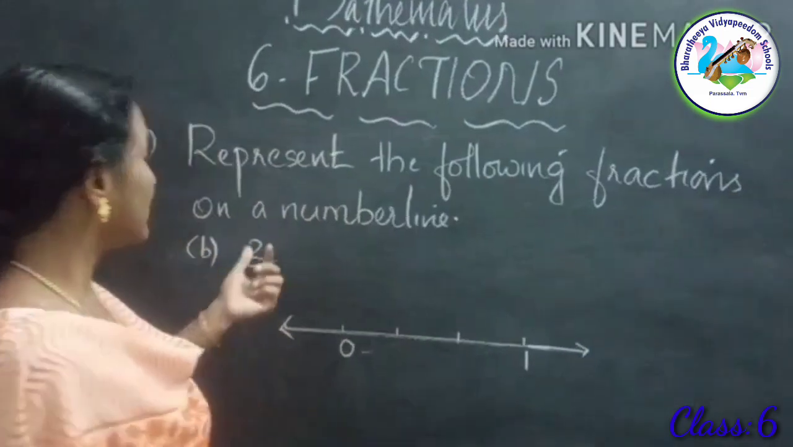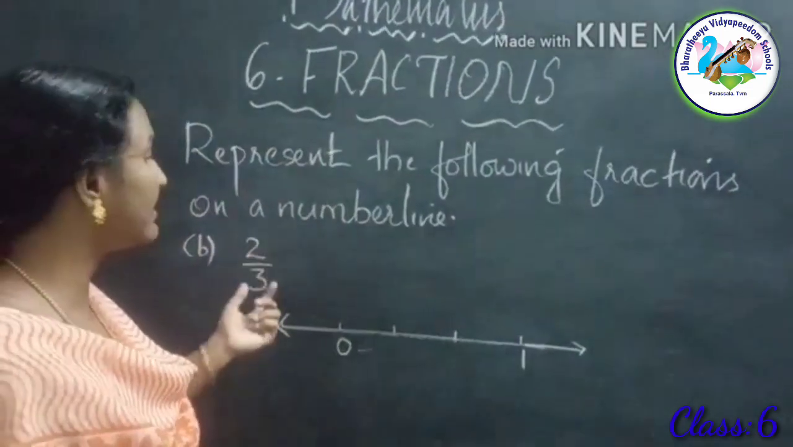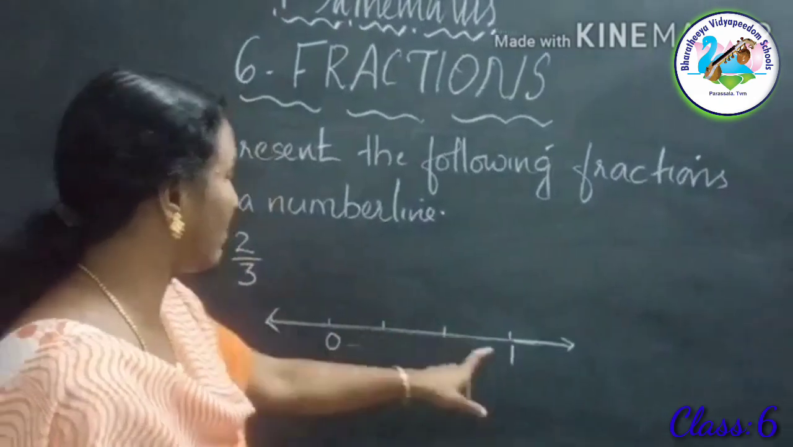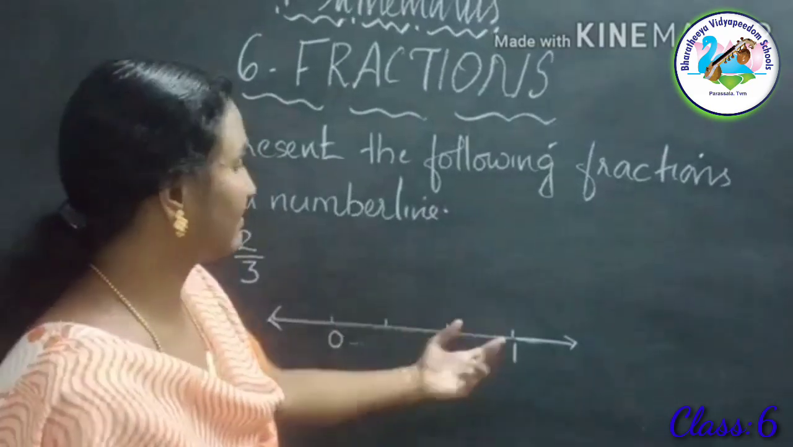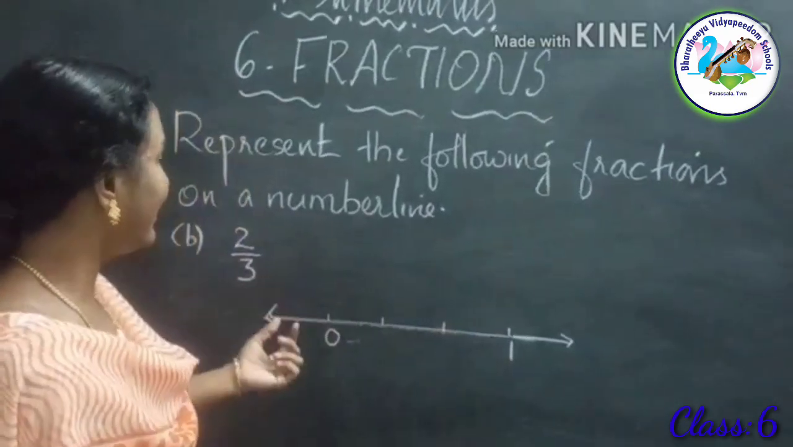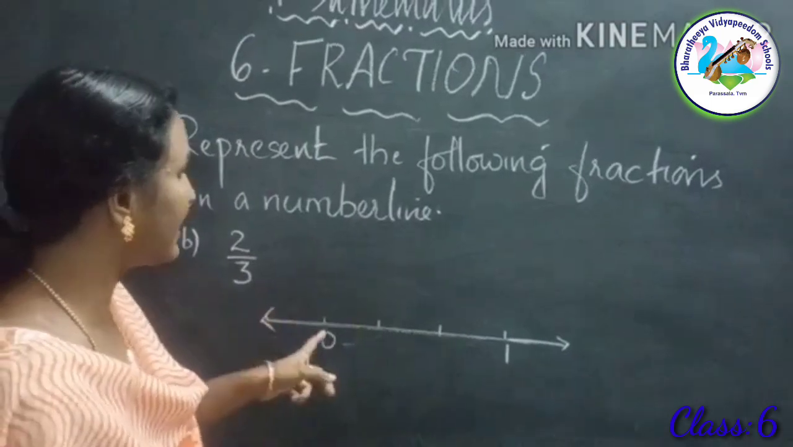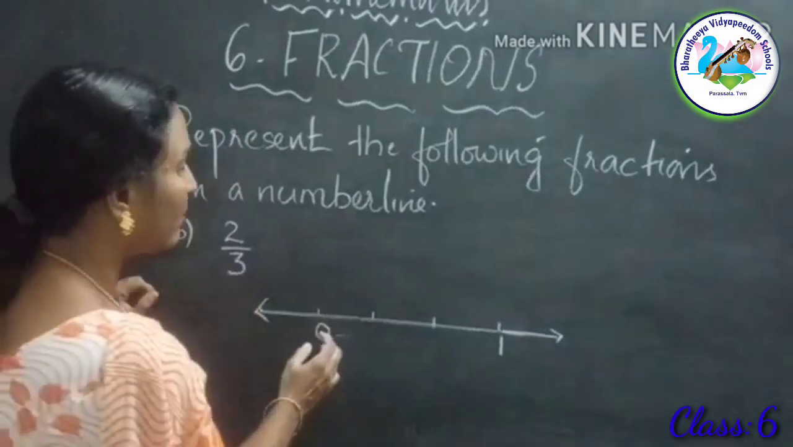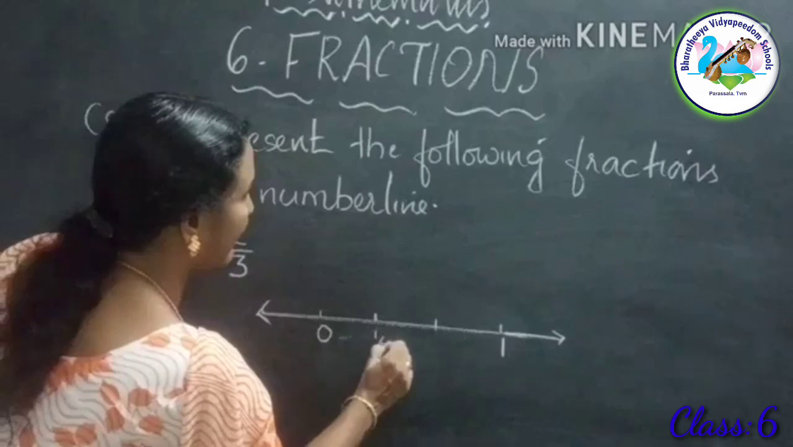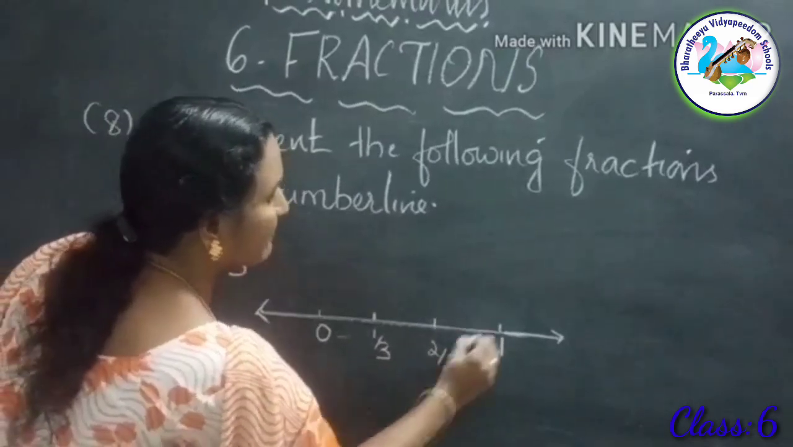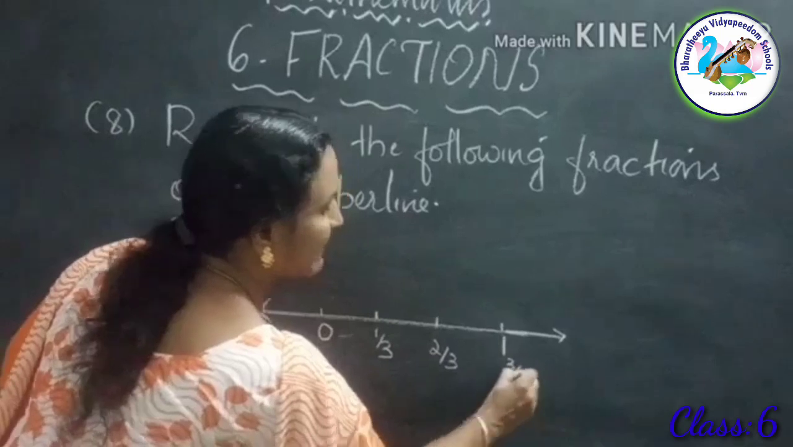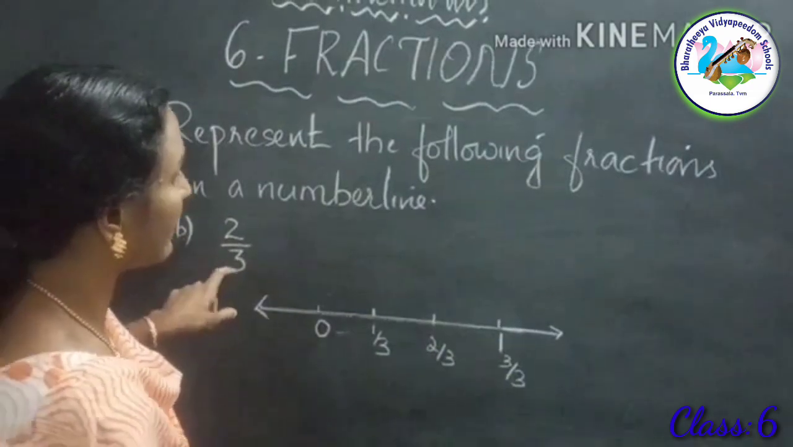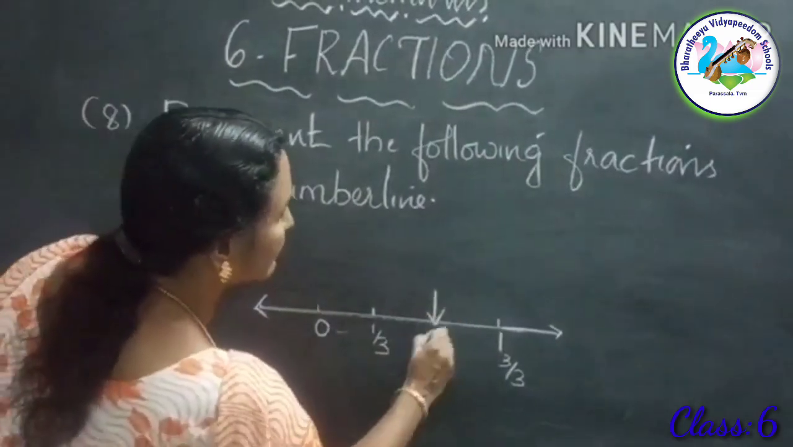Next, option B, 2 by 3. Represent 2 by 3 on the number line. First, draw a number line and mark 0 and 1 on both the ends, and divide the space between 0 and 1 into 3 equal parts. From 0, the first division represents 1 by 3. The second division 2 by 3, and the third division 3 by 3. 3 by 3 is 1. Okay. You have to represent 2 by 3 on the number line. So the position of 2 by 3 is here.